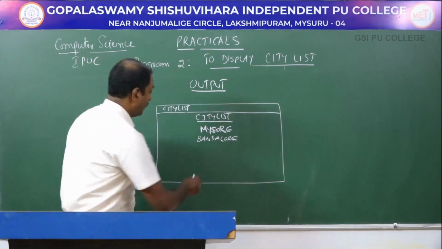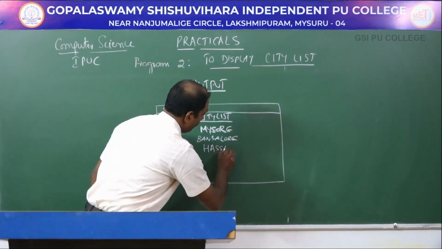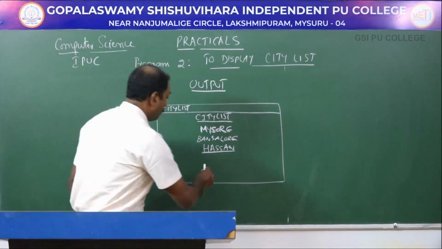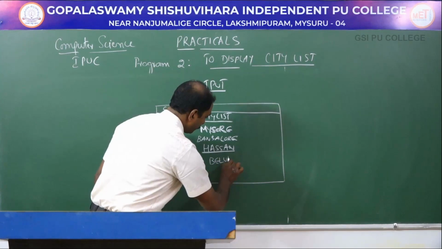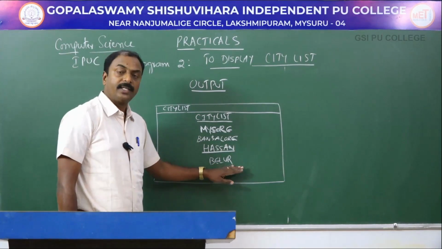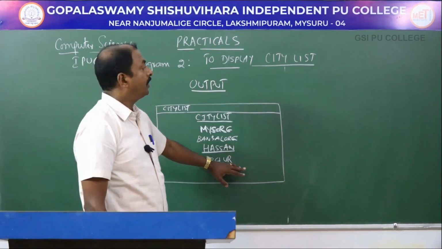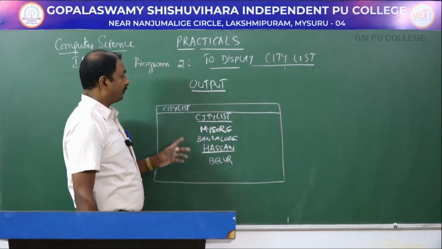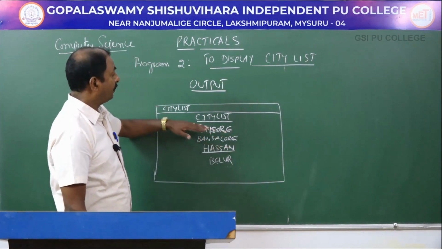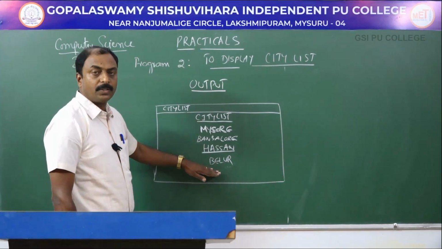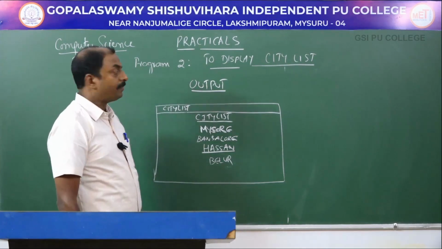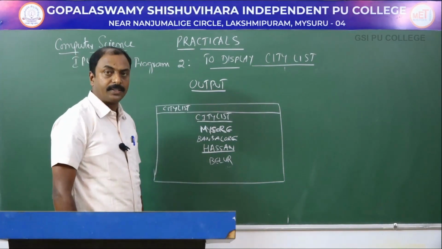Next, Hassan, will be underlined. Next one is Belur. This Belur will appear with the font, size, and color that you have given in the HTML program. And please observe that this is the web browser window. All the content will appear at the center of the screen because we made use of the center tag. So this would be the output of the program to display the city list.